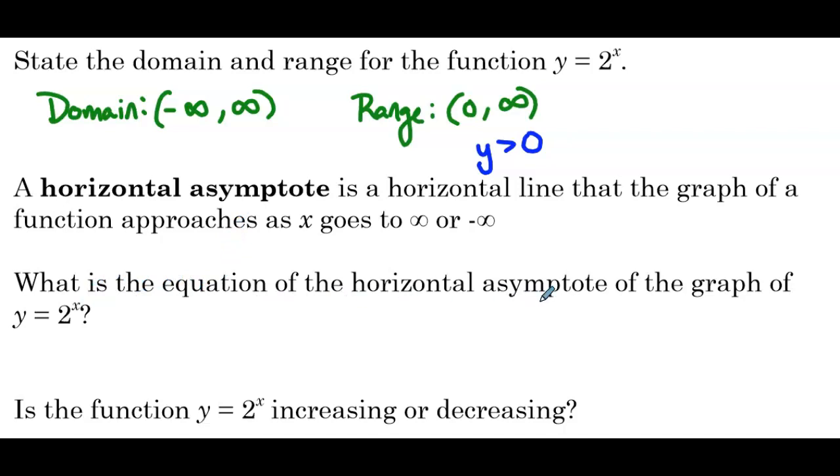So what is the equation of the horizontal asymptote of the graph of y equals 2 to the x? Well, it was the x-axis, which has an equation of y equals 0. And for most of the functions that we're going to graph today, this is going to be the horizontal asymptote. In the next video, when we start to look at translating these graphs, this equation could change.